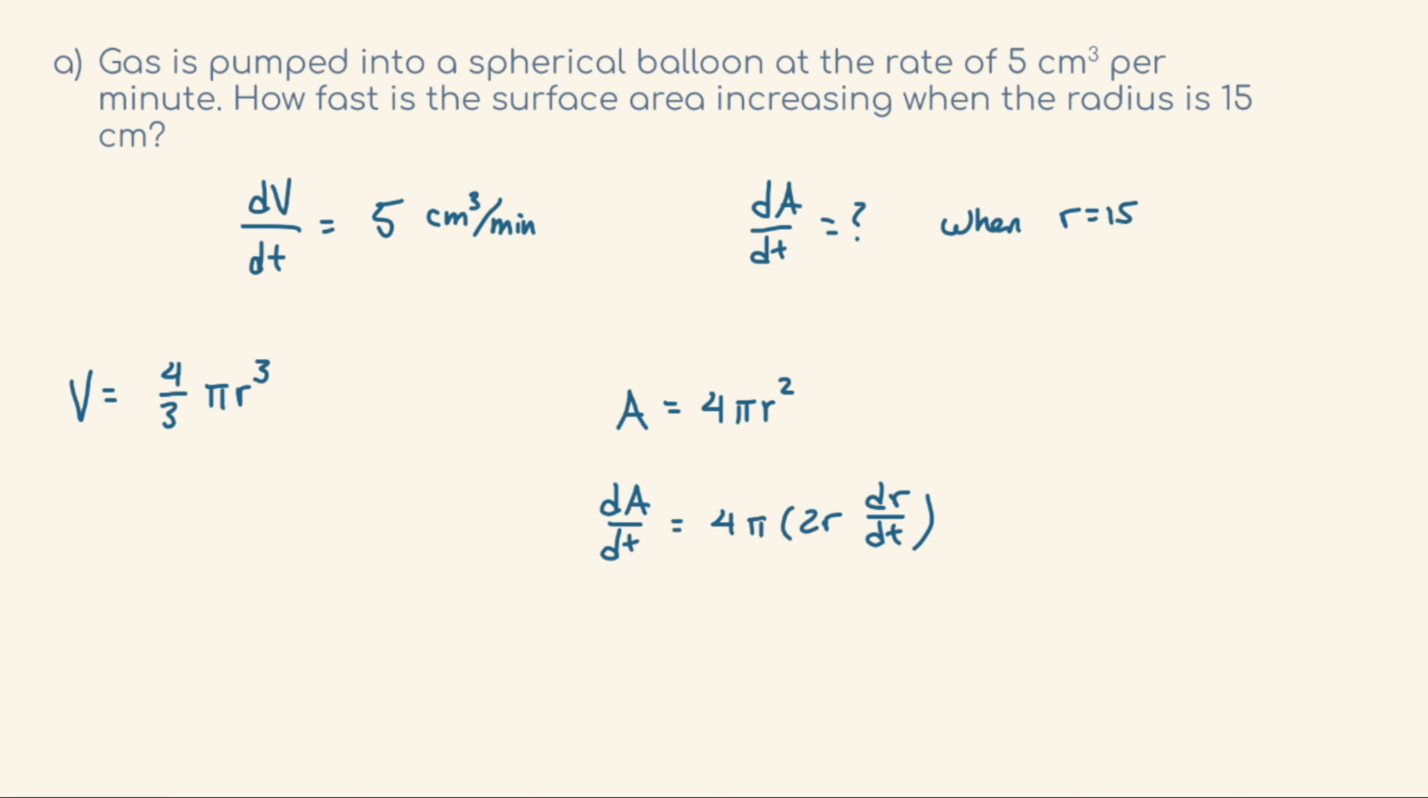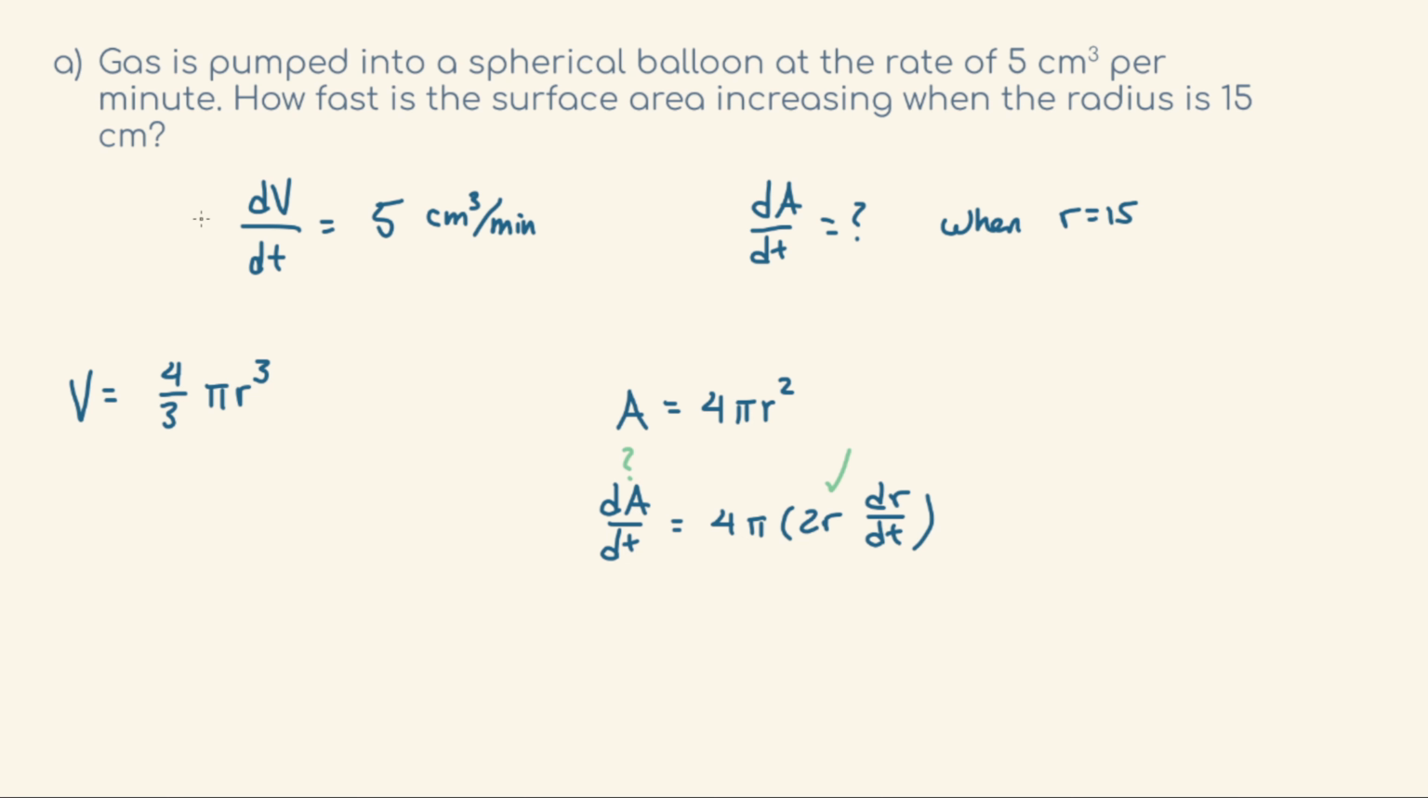Now, this is what we're looking for, so it's okay that we don't know what that is. This radius we know, right? We're looking for dA over dt when radius is 15, so we can plug that in. But this dr over dt bit, we don't know what this rate of change is. So that kind of gets us stuck in this process here. But luckily, we still have this other formula here, and we know something about the rate of change of volume. So we can use this information to find something about the rate of change of my radius.